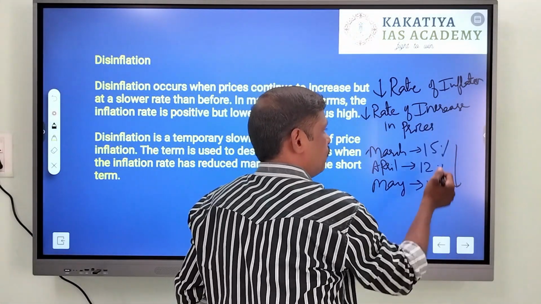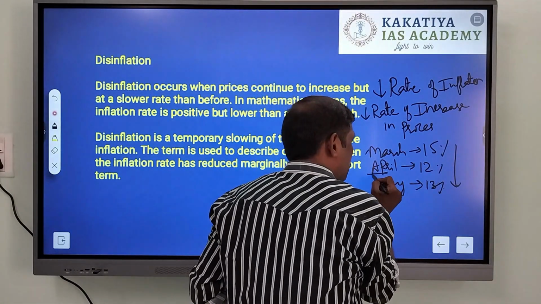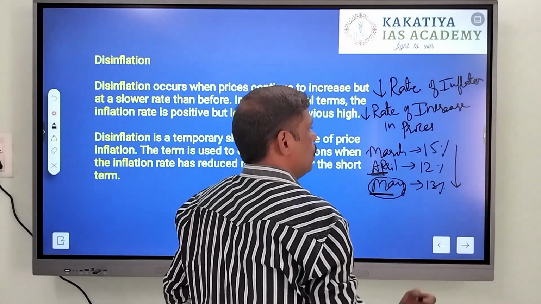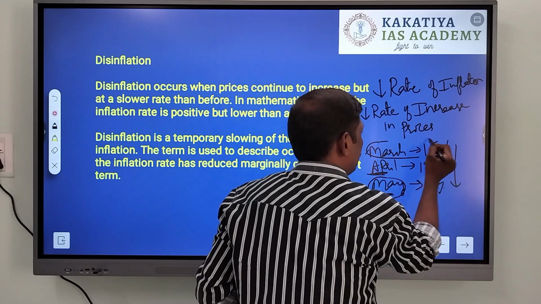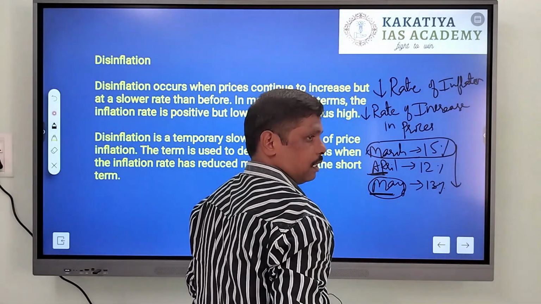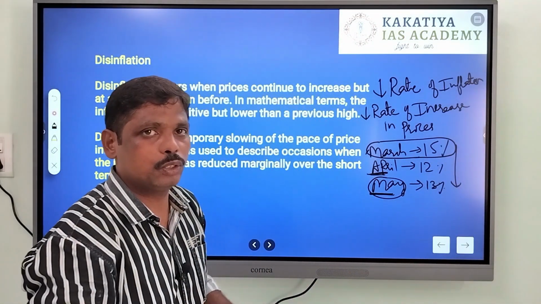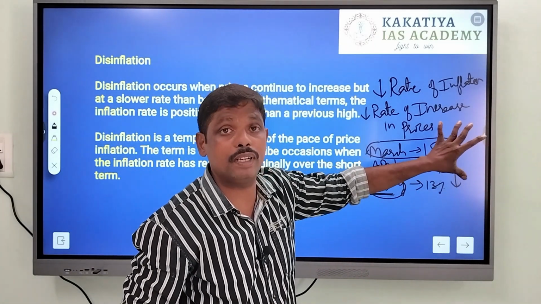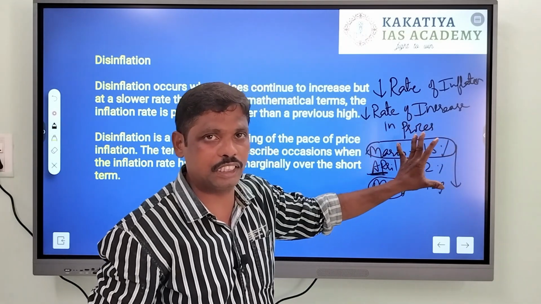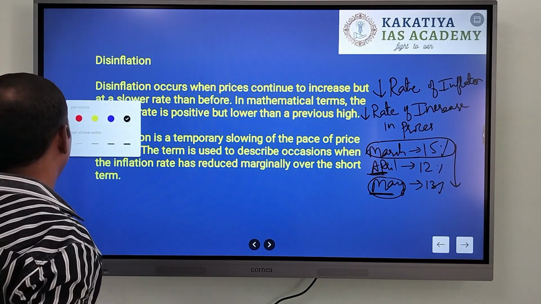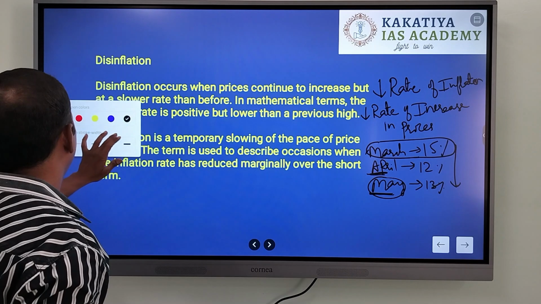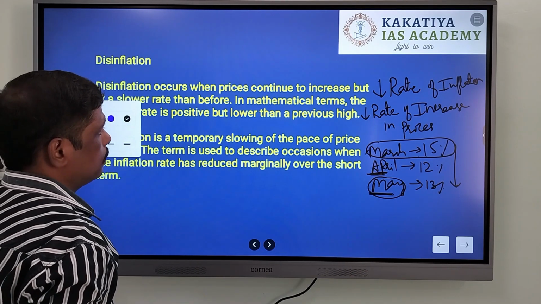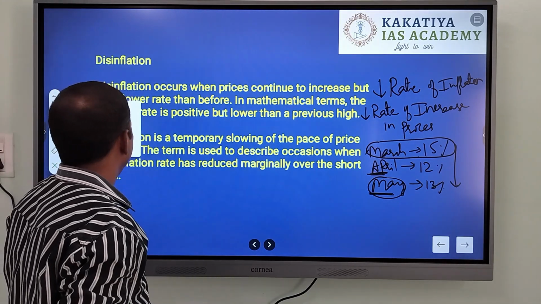So when compared to March, there is a fall in inflation. But when compared to April, the prices increased in May. But when compared to March, if you take March as the base period or reference period, there is a decrease in prices. This is a situation of disinflation.